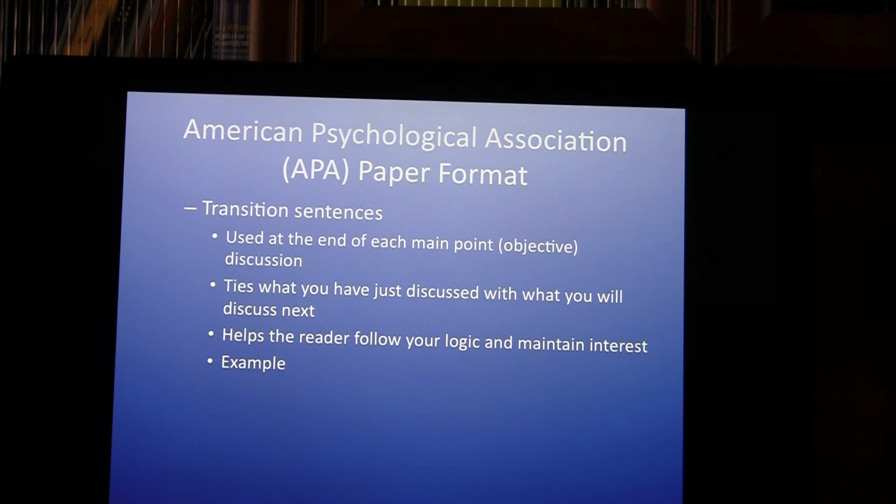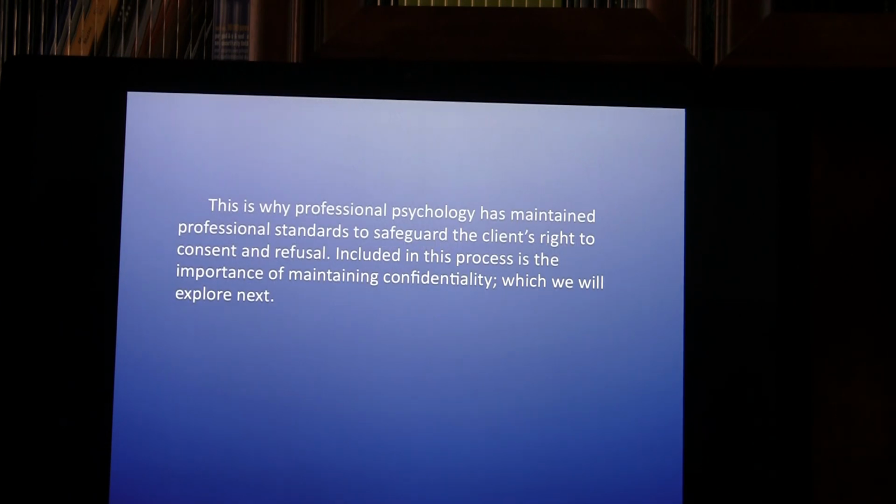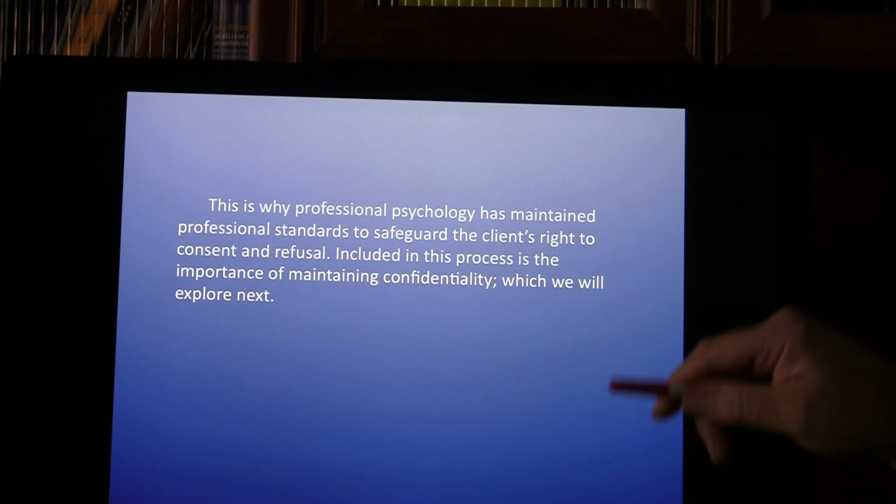Transition sentences. Transition sentences need to be used at the end of each main point discussion. They really help tie in what you just discussed with what you're about to discuss and help the reader follow your logic and also maintain interest. For example, this is an example of a transition sentence, and it reads thusly. This is why professional psychology has maintained professional standards to safeguard the client's right to consent and refusal. Included in this process is the importance of maintaining confidentiality, which we will explore next. So the writer is giving the reader a little summary of what we just discussed and introduces them to the next subject.